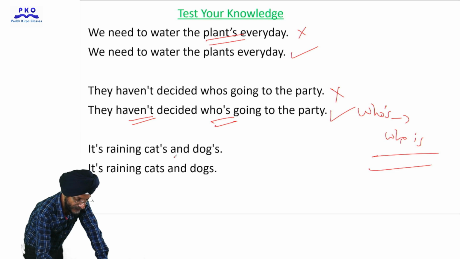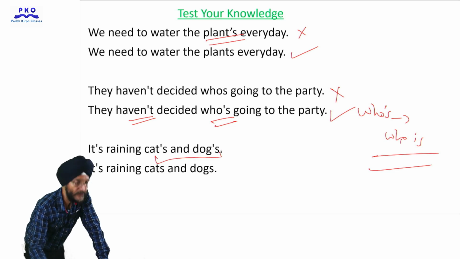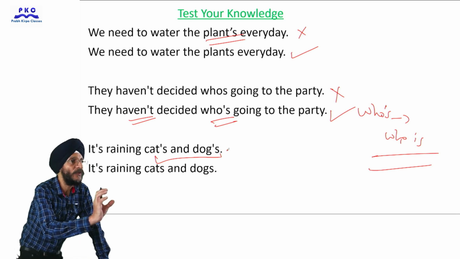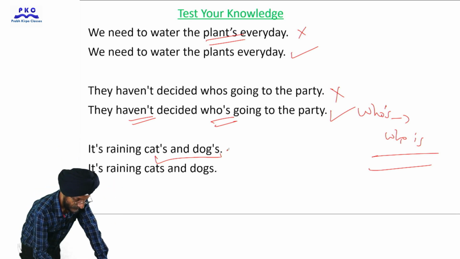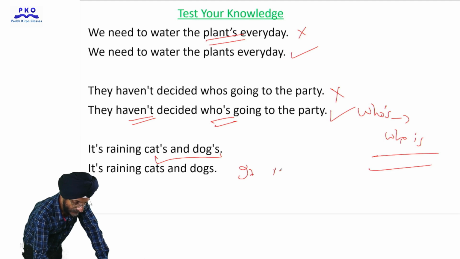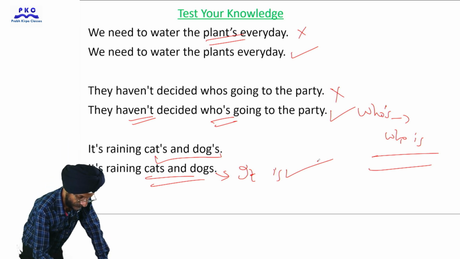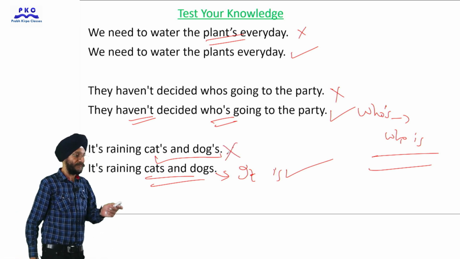It is raining cats and dogs. It is an idiom. It is not to be written by way of use of apostrophes. It is raining cats and dogs. This is okay. The second is okay, the first is wrong.